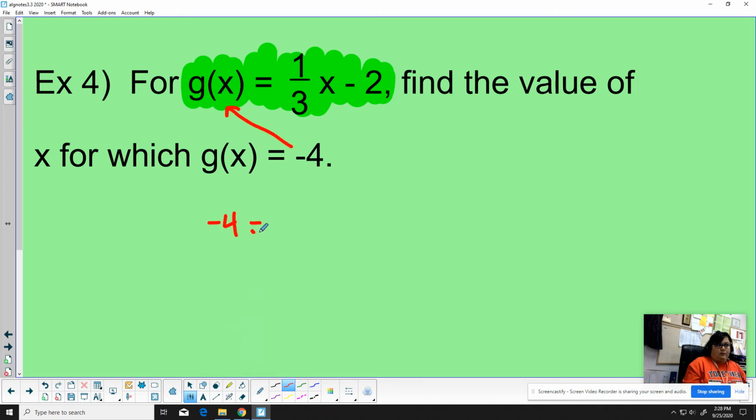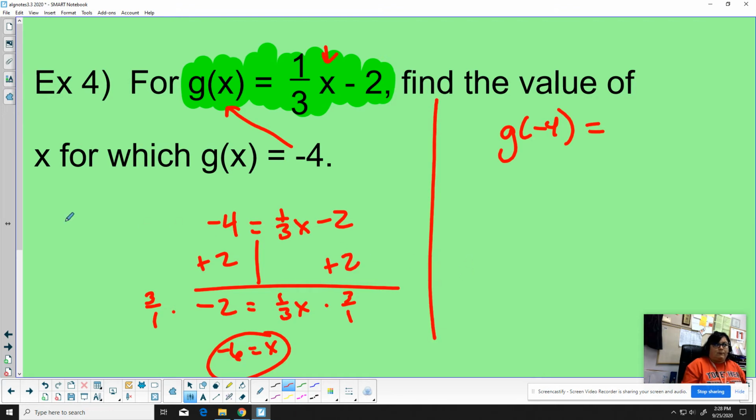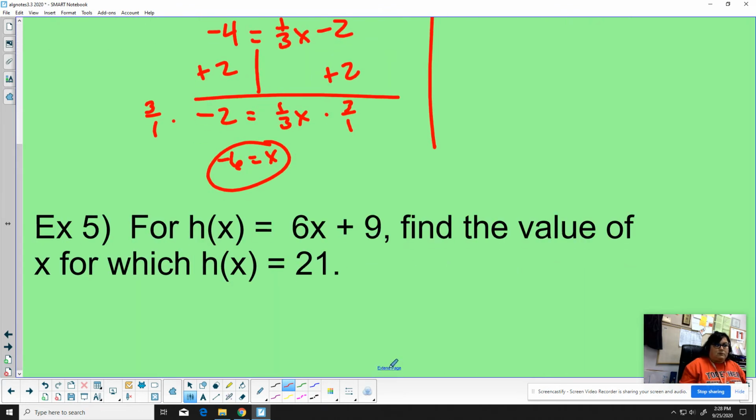So -4 equals 1/3 x minus 2. I use my solving skills from chapter 1 and add 2 to both sides, and then I multiply by the reciprocal. So that's -6 equals x. Do you understand? So the difference here is that you're taking the g of x out and putting the -4 in. If it was written the other way, it would say g of -4, and then you would take the -4 and put it in there for x. They're completely different problems.